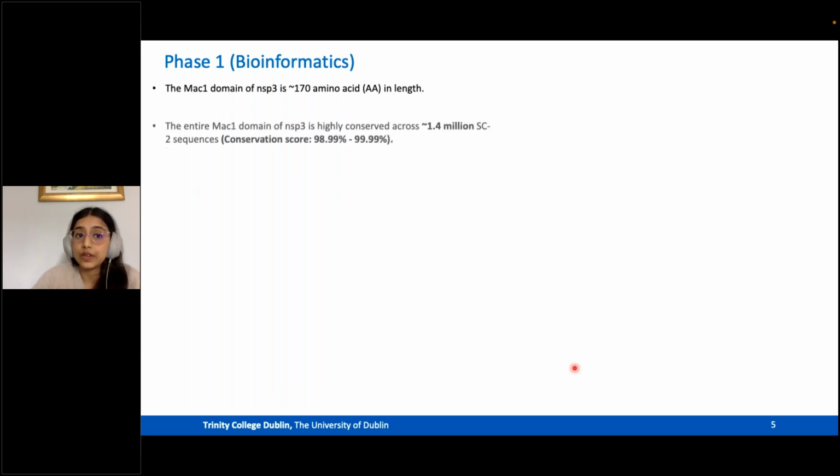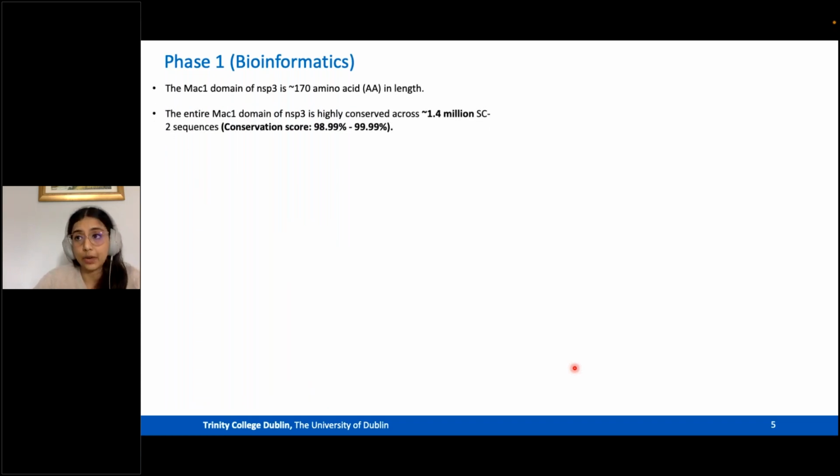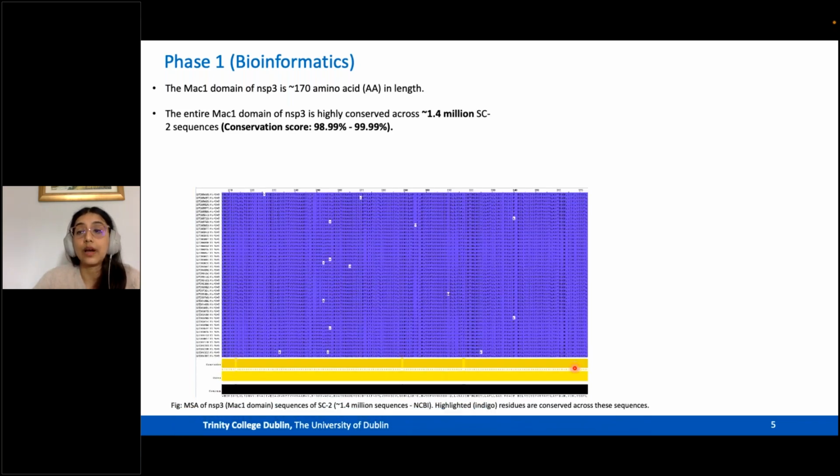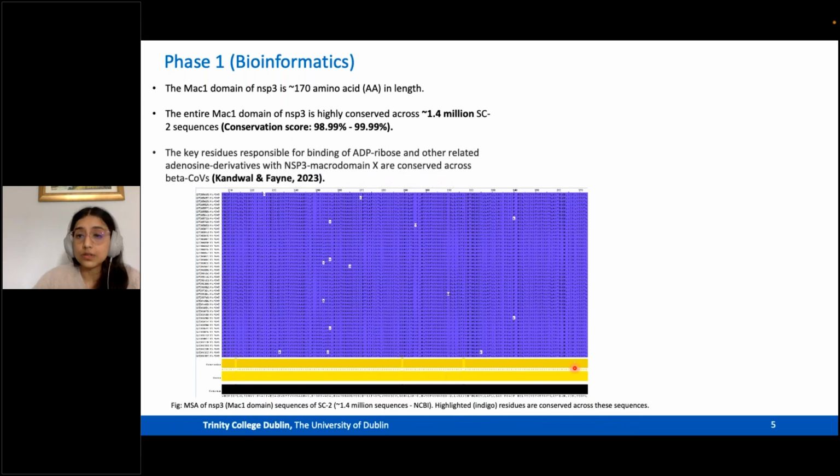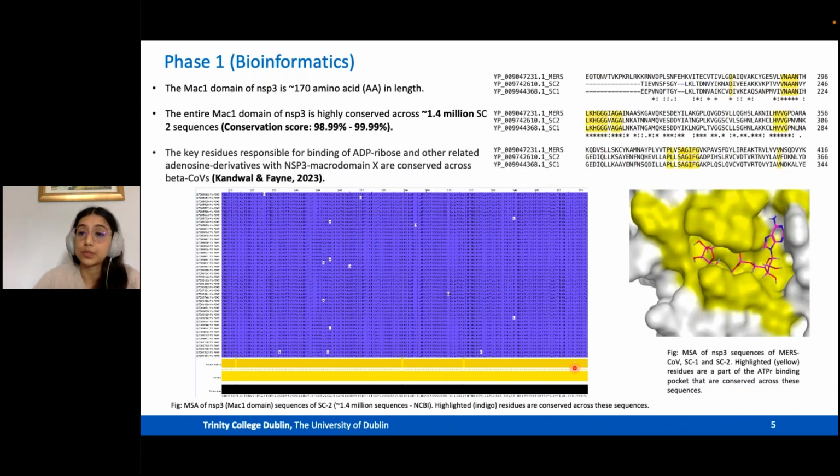We analyzed different data sets of the MAC1 domain, and we found that the entire MAC1 domain is highly conserved in nature, with a high conservation score. We also found that the key residues that are responsible for the binding of the ADP ribose were highly conserved across the beta-coronaviruses. These residues were not only conserved across SARS-CoV-2, but were also conserved across SARS-CoV-1 and MERS. So the output again of this phase 1 was these highly conserved residues that we knew were a part of the MAC1 domain.